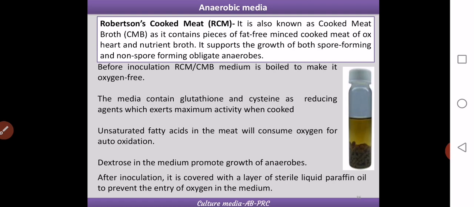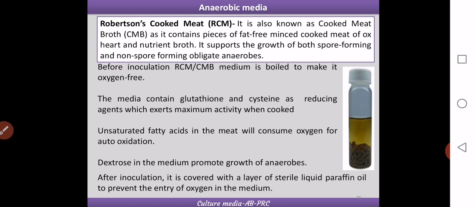So here is an example for anaerobic media. A very common one is Robertson cooked meat medium, RCM. It is otherwise also known as cooked meat broth, which consists of fat-free minced cooked meat of ox heart, and that's why it's called cooked meat. It's also a nutrient broth. It supports the growth of both spore-forming and non-spore-forming anaerobes, which are obligate in their requirement.